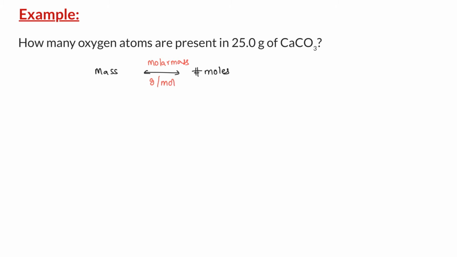Now, what if we want to convert moles into the number of entities? We know that 1 mole of any compound contains Avogadro number of entities. So we can use that as a conversion factor to convert between moles into the number of entities, or the other way around, that is, from the number of entities into the moles.